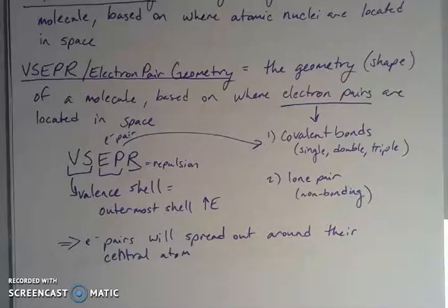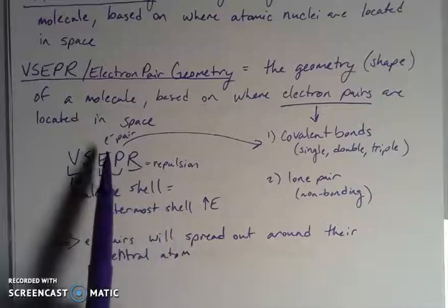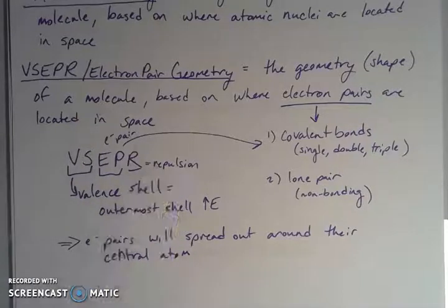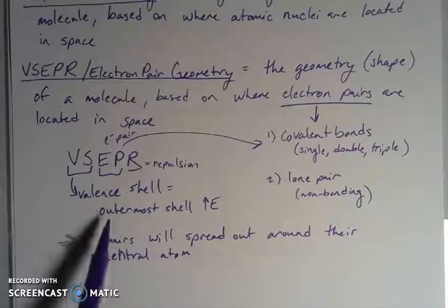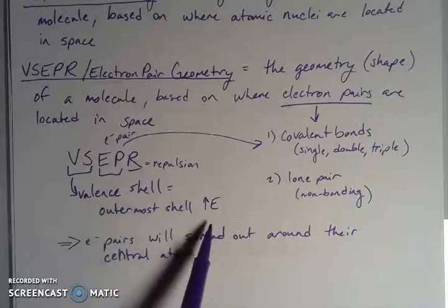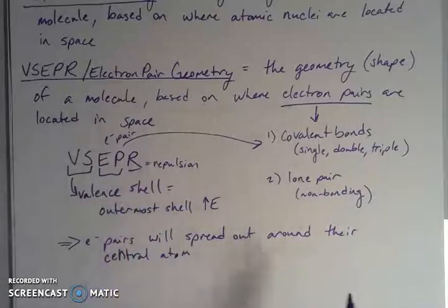I think it's exciting. Okay, so VSEPR says that electron pairs are going to want to spread out around a central atom as much as physical space will allow, and that's because these negatively charged electron pairs are repelling each other. So these outermost electrons, which are the highest energy, are in pairs, either in forms of covalent bonds or lone pairs, and they're repelling each other so that they spread out as much as physically possible. And there's VSEPR in a nutshell.